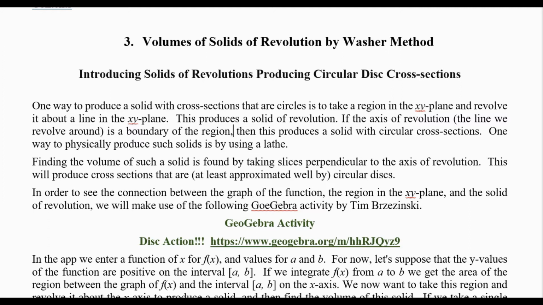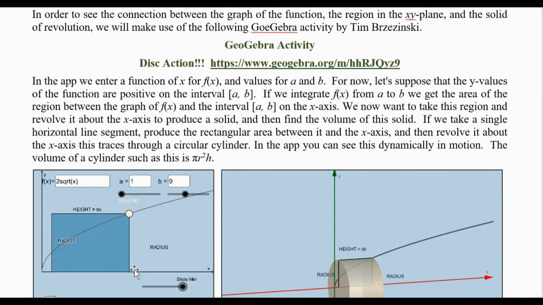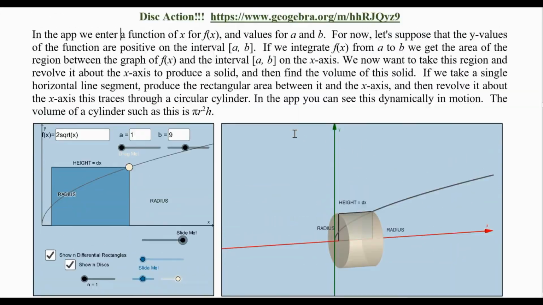In order to see the connection between the graph of the function and the region in the XY plane and the solid of revolution, we'll make use of the following GeoGebra activity by Tim Brzezinski. And he does a lot of really good GeoGebra activities. And this one's called Disk Action, and there's a link to it. And I'll actually pull the app up here in just a minute and show it to you.